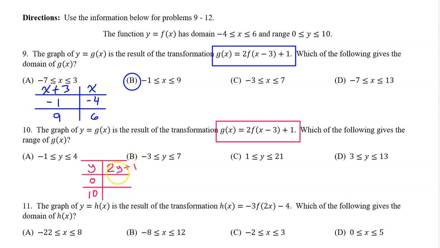2 times 0 is 0, plus 1 is 1. 2 times 10 is 20, plus 1 is 21. So the new range will go from 1 to 21. So this answer is C.